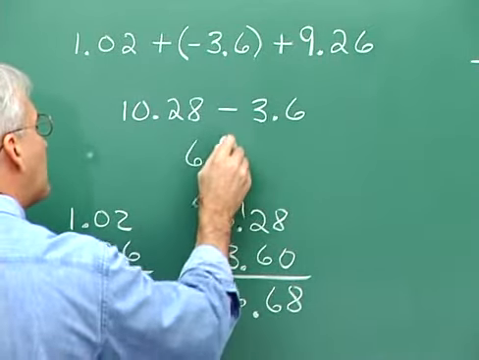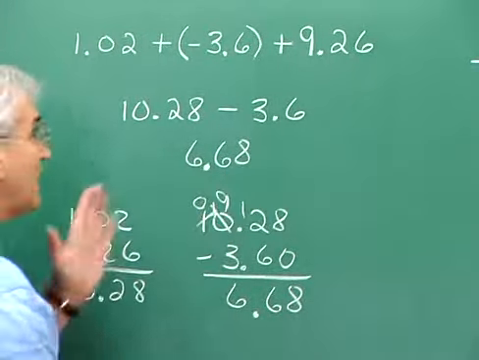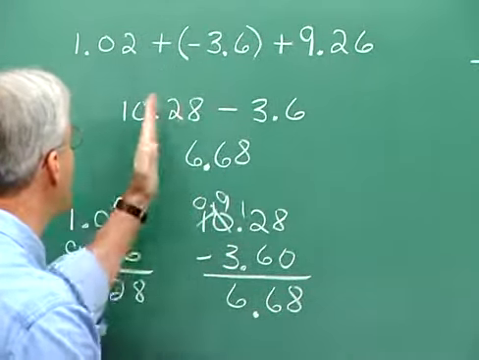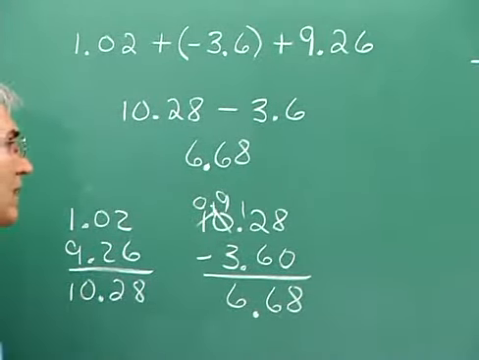And 6.68. And remember, the sign preceding these digits would be the sign associated with the larger of these two. Oh, it's this one, understood to be plus. This is our answer.